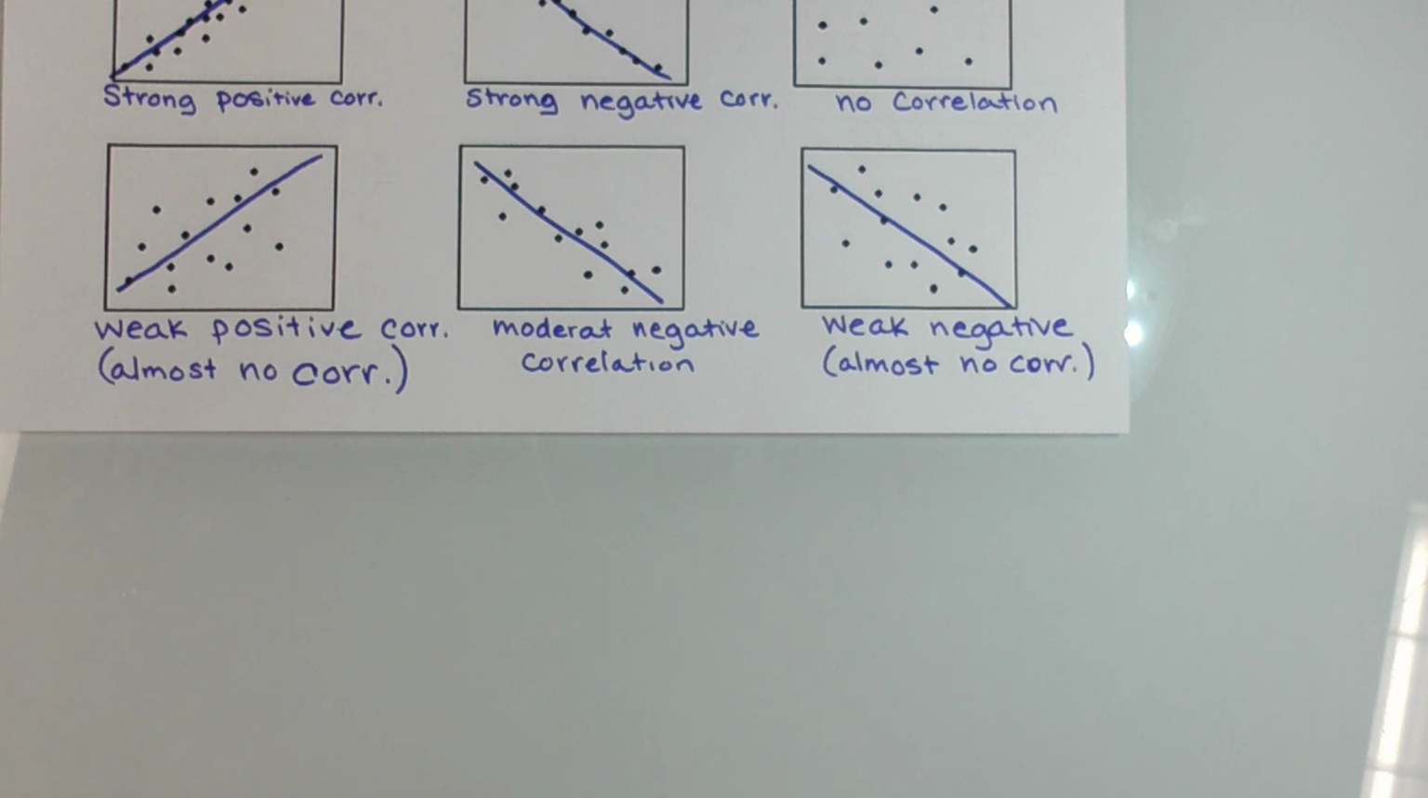Especially with this few data points. As you get more data points and you see a weak correlation, there's generally an argument that something's happening and you're just missing a piece of information.